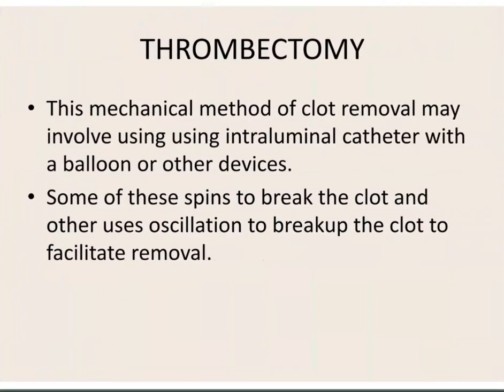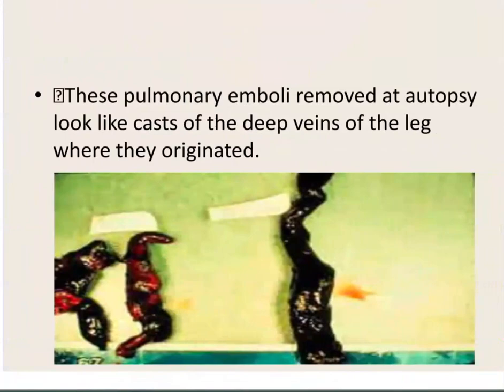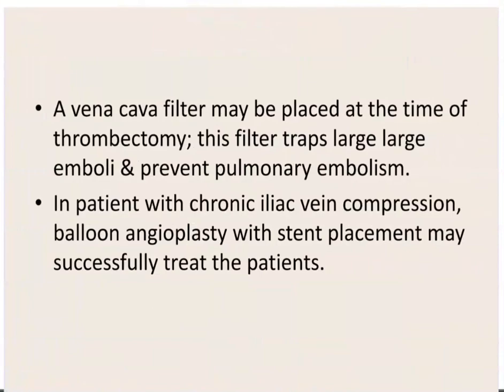It may involve using an intraluminal catheter with a balloon or another device. We're going to go in there and break the clot using some spins or an oscillation movement to facilitate the removal of that clot. This is how the pulmonary emboli, or the clot, looks like. It's very big. When you're doing the thrombectomy, you can use a vena cava filter, which can be placed during thrombectomy. This filter traps large emboli and prevents pulmonary embolism.